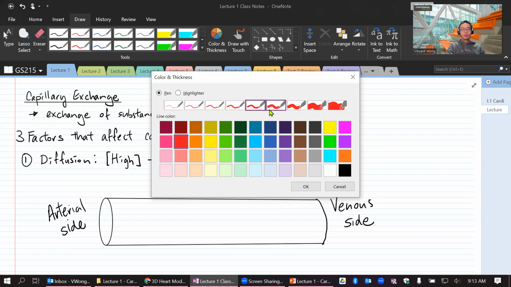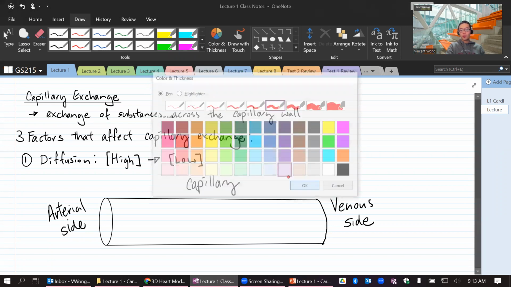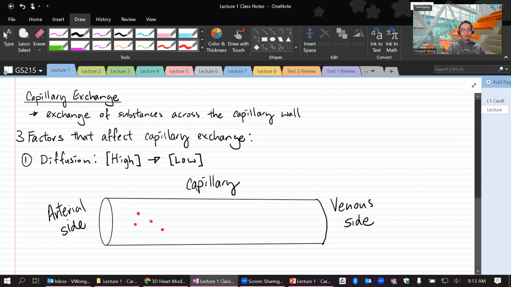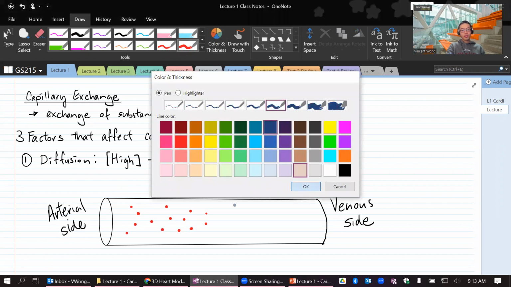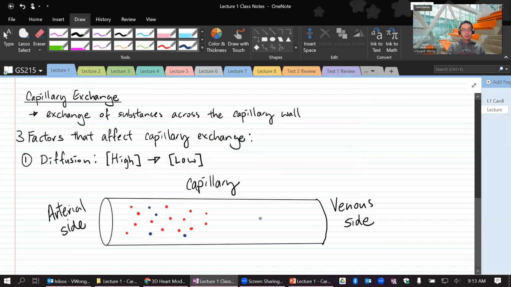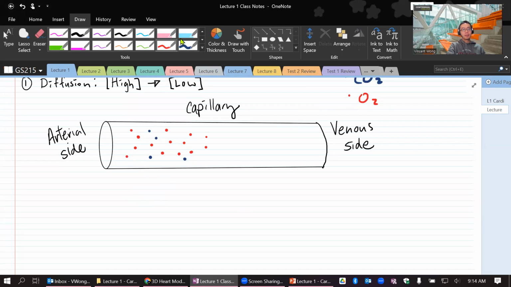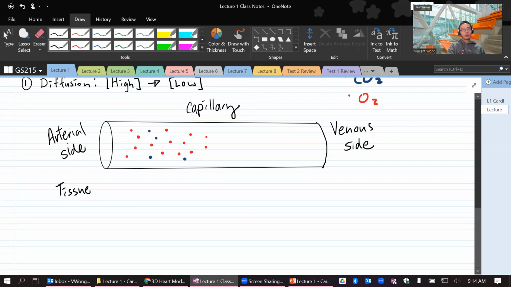I'm going to use these red dots to represent oxygen. So maybe you have a lot of oxygen here in the capillary. And then maybe you have a little bit of carbon dioxide. So these are like CO2, and these are like O2. And then the surrounding area would be the tissue. When I say tissue, I'm talking about an organ. Maybe we're talking about kidney tissue, maybe stomach tissue, whatever, it doesn't really matter. It's just the surrounding area.